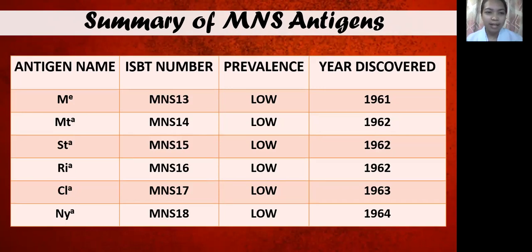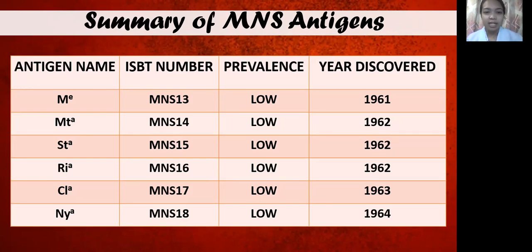Another antigen is antigen Me. It is MNS13, with low prevalence, and it was discovered in 1961. Antigen Mta is MNS14. It also has low prevalence, discovered in 1961. Antigen Sta is MNS15. It has low prevalence and was discovered in 1962.